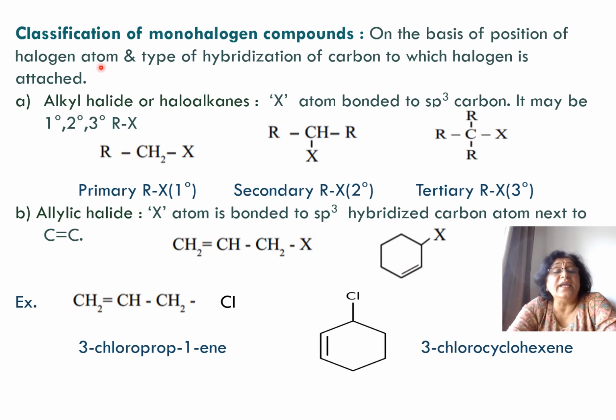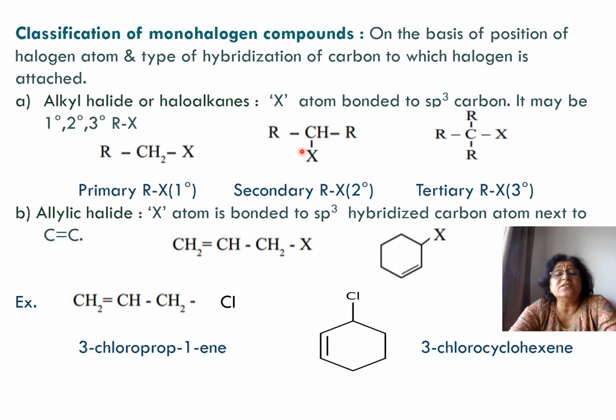Now these alkyl halides again are divided into three types: primary alkyl halide, secondary alkyl halide, and tertiary alkyl halide. So in primary alkyl halide, what happens? Halogen is attached to the carbon which is attached to one carbon chain. So when it is attached to one carbon chain, you call it primary alkyl halide. So here the halogen is attached to a primary carbon. So such a carbon is called a primary carbon. So when halogen is attached to a primary carbon, you call it primary alkyl halide.